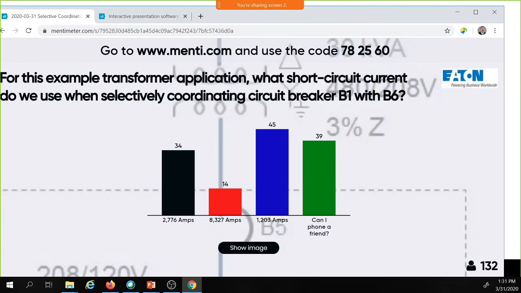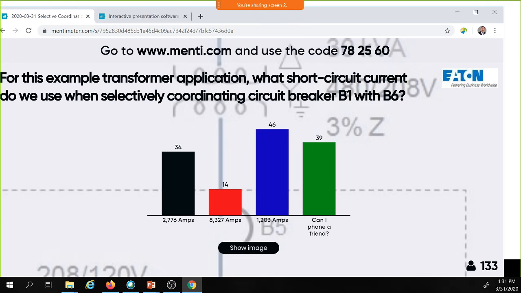So those who said 1203, the 45 people out of 132, pat yourself on the back. You've earned your keep. Don't stop watching. You gotta stay on.